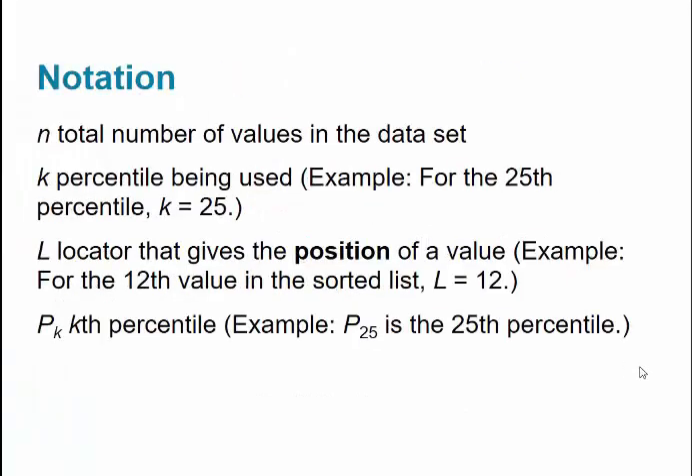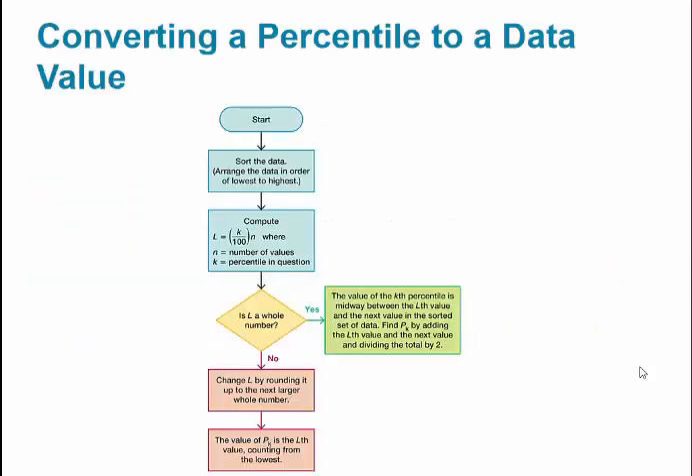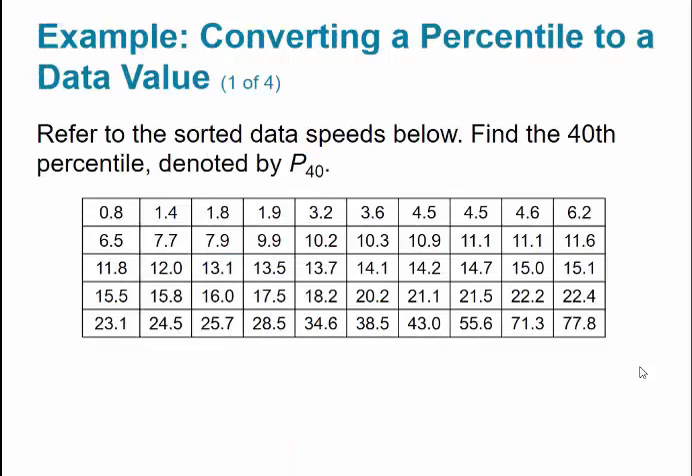And so there is some notation. Lowercase n, again, is the total number of values in a data set. K is the percentile being used. L is the locator, which gives the precision of a value. And then Pk, the kth percentile; P of 25 is the 25th percentile. I'm not going to go through this whole list here, converting a percentile to a data value. You guys can read this. Really don't assess on any of this. It's just a way of finding out what's what.